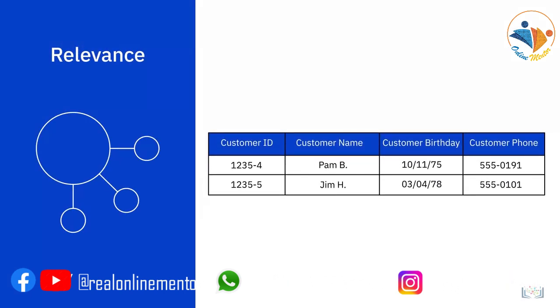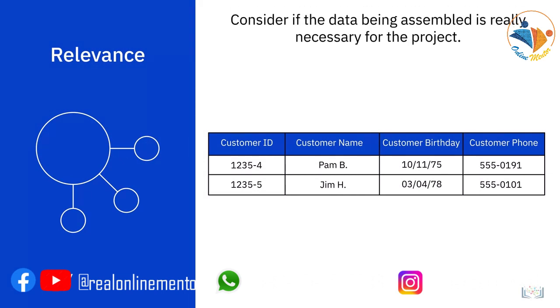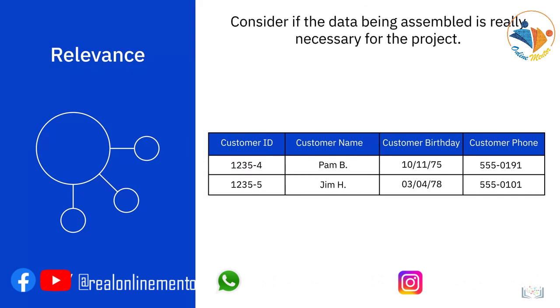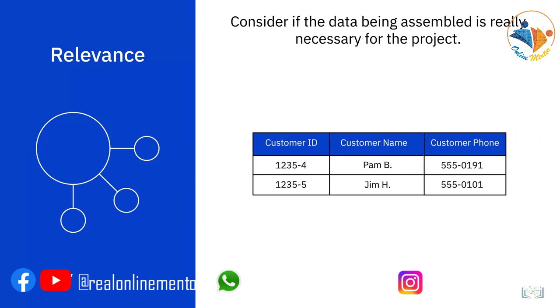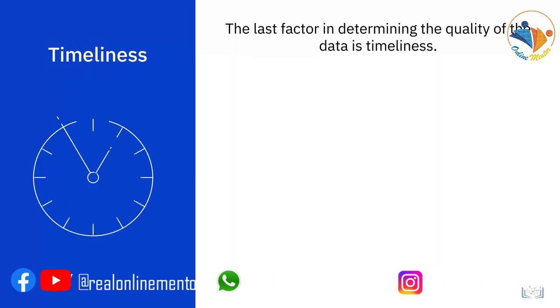Relevance is another trait of quality data. When collecting information, a data analyst must consider if the data being assembled is really necessary for the project. For example, when reviewing the data related to the sales revenue per customer, information such as customer birthdays and other personal information is also included. By making the determination early to exclude the personal information from the dataset, the analyst would save themselves from having to review unnecessary information.